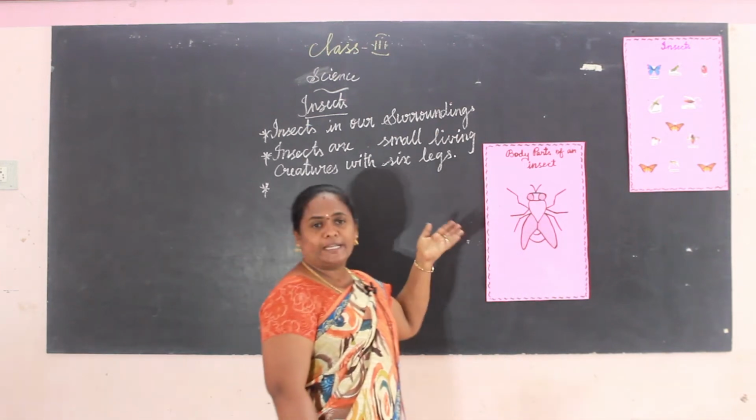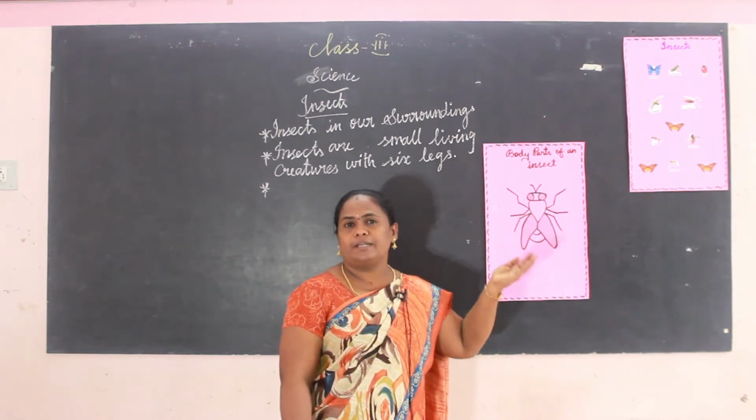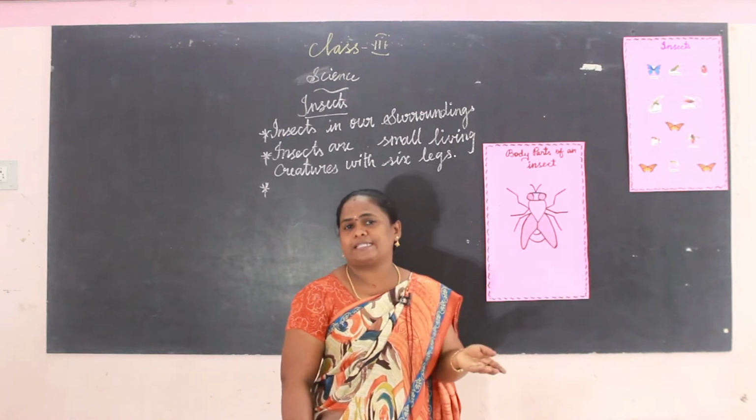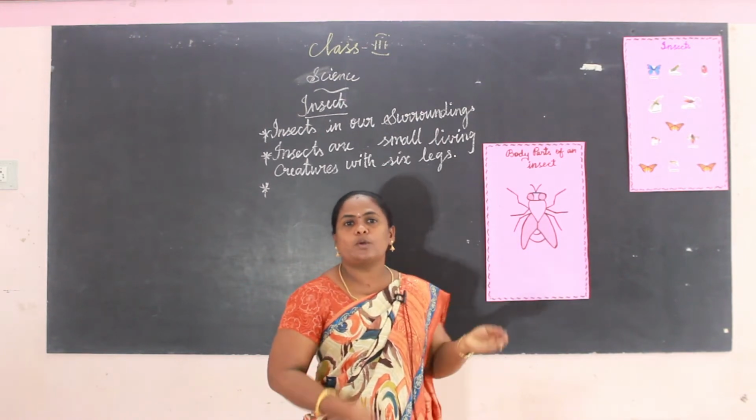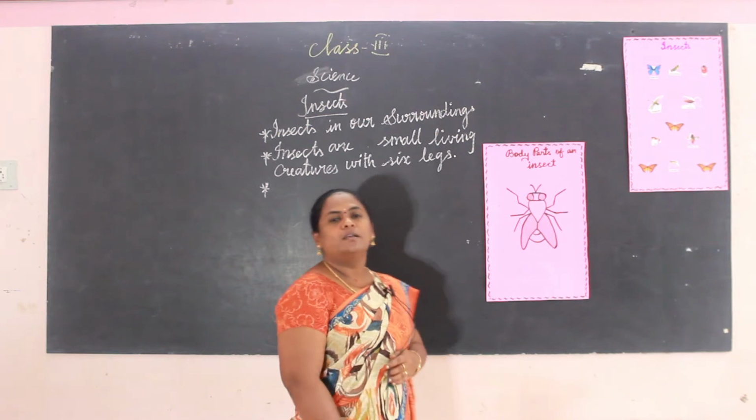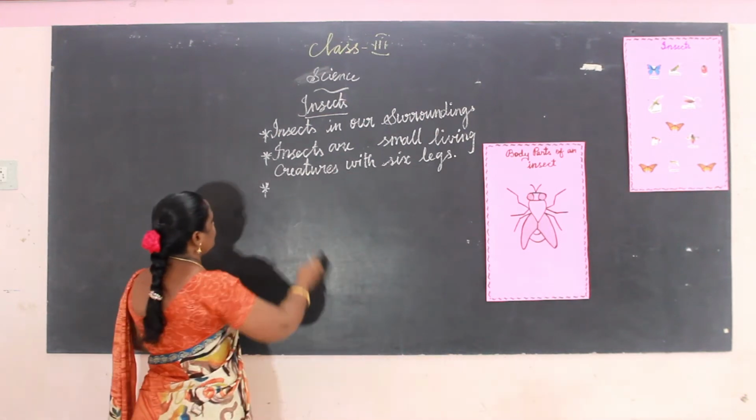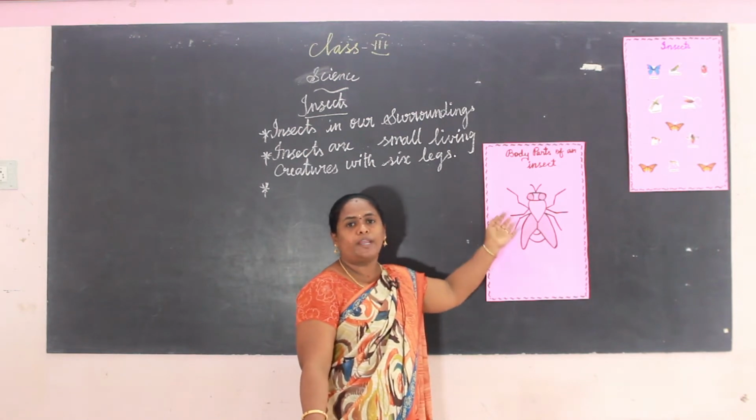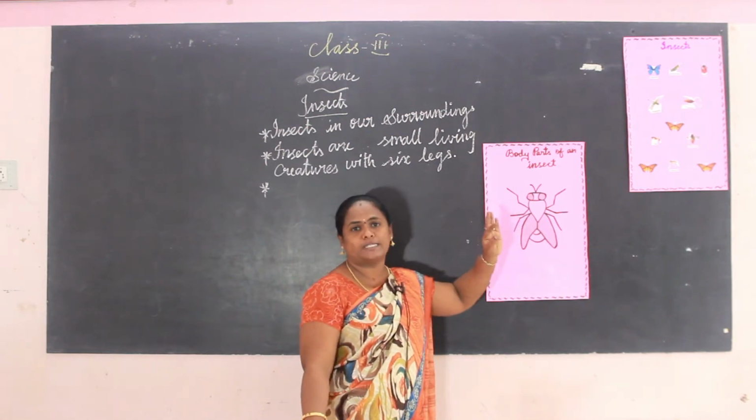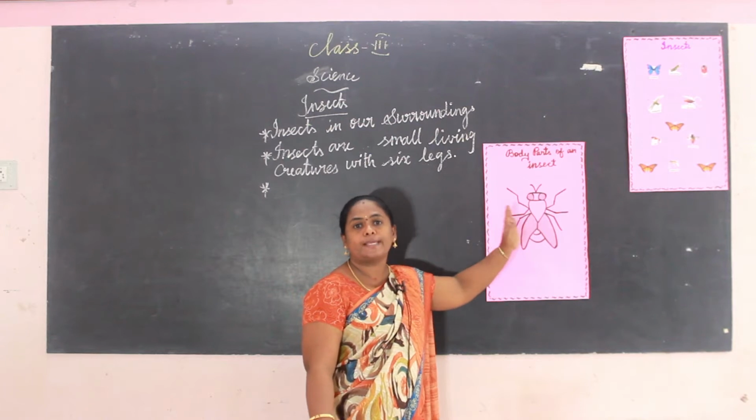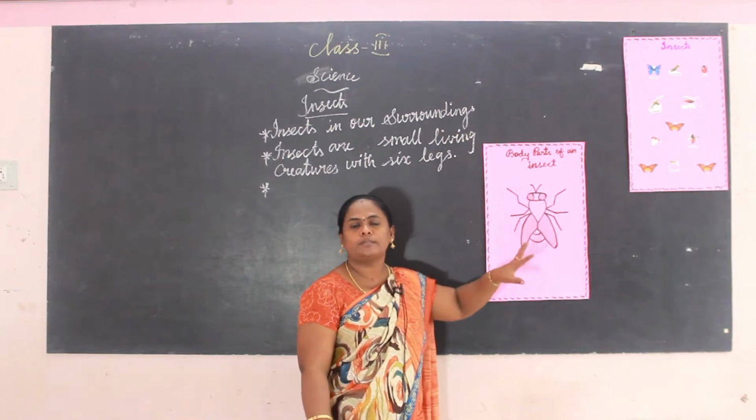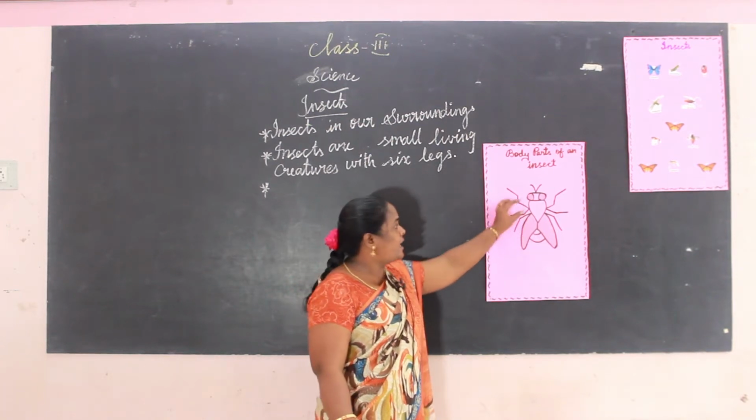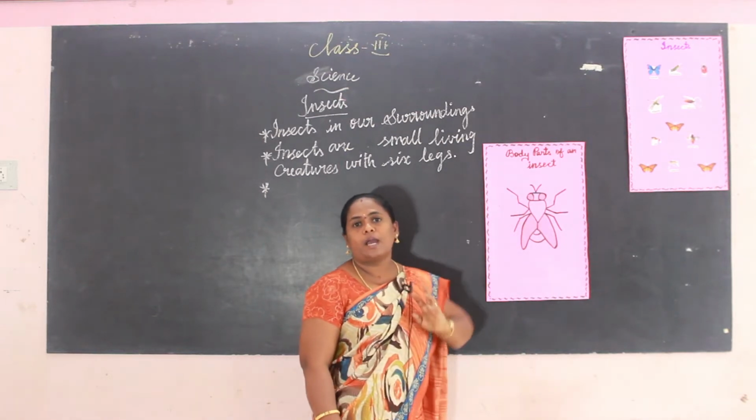So now let us learn some important characteristics of insects. The characteristics of insects: an insect's body is divided into 3 parts. One is the head, another one is the thorax, another one is the abdomen.